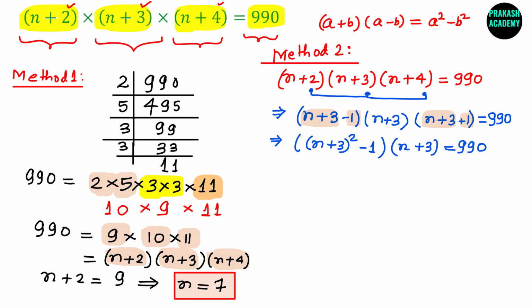Now let us consider n plus 3 as t. So we are making a substitution, and the substitution is t is equal to n plus 3. So this is the substitution we are making: t is equal to n plus 3.